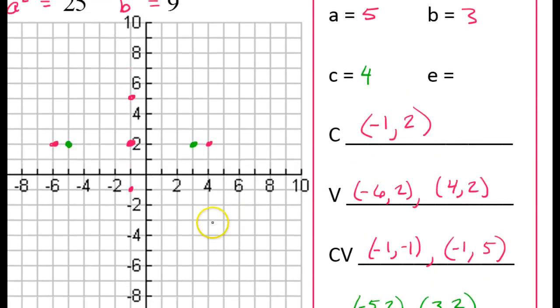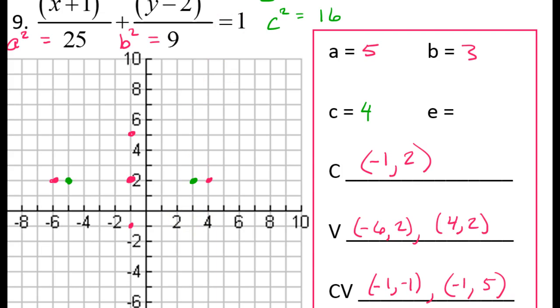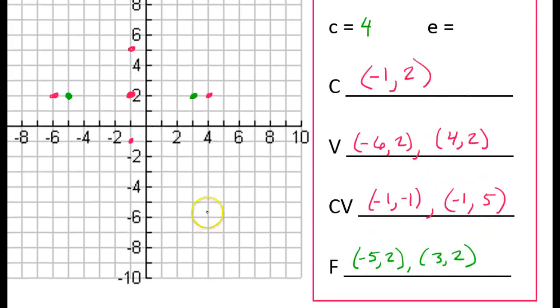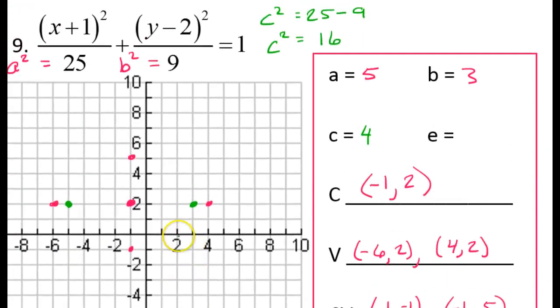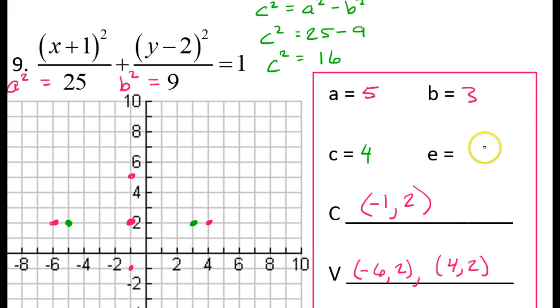Okay, that was a little disappointing. I was hoping that the c value would be a radical, so I could show you how to do it. I hope I'll have an opportunity on another problem. We still need the e value. The eccentricity is c over a. So in this case, that's just 4 over 5.